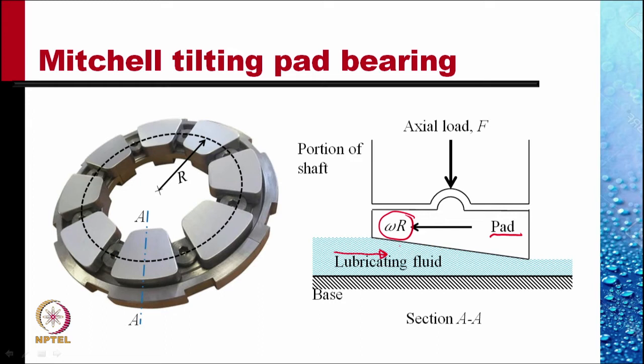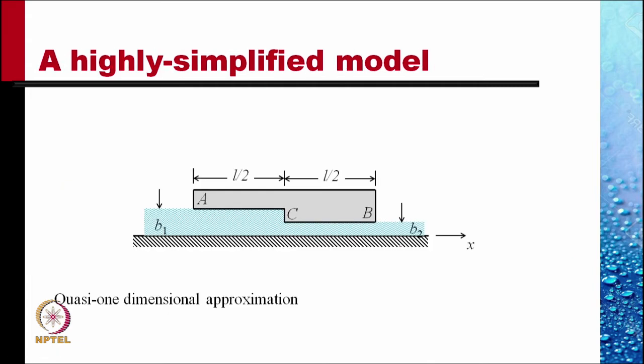Let's analyze this. For analysis, tilting is a little more complex, so we convert this into a stepped channel. So the tilt is replaced by two flat areas, AC and CB, so that the first part is a channel of width B1 and the second part is a channel of width B2. Let both of them have equal length, L by 2 each.